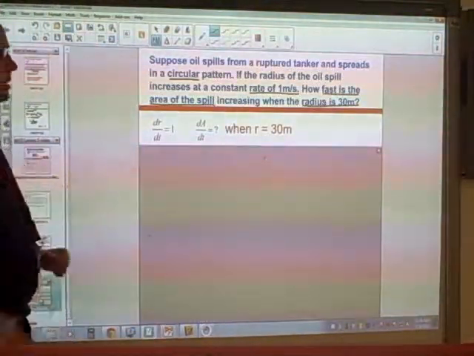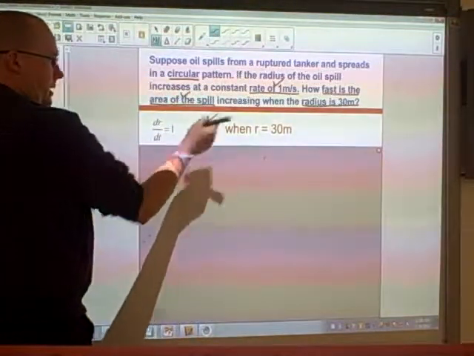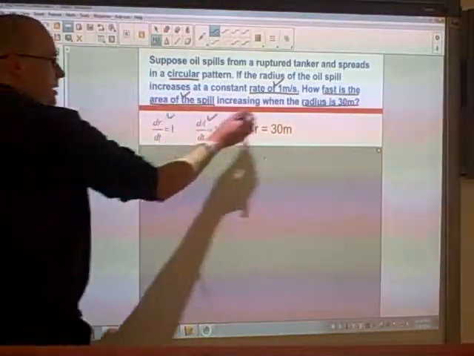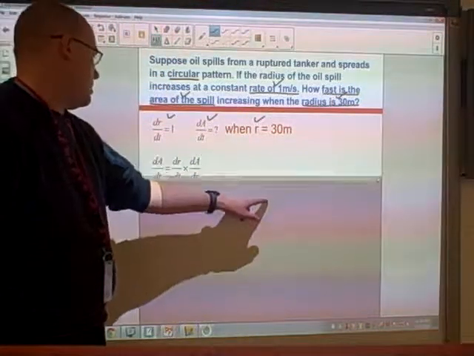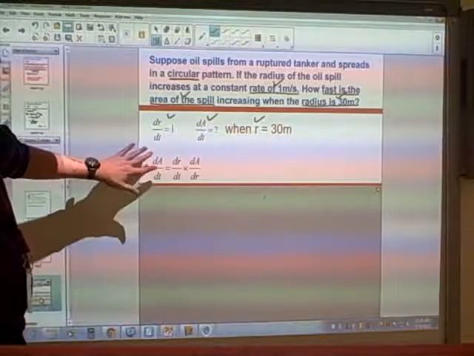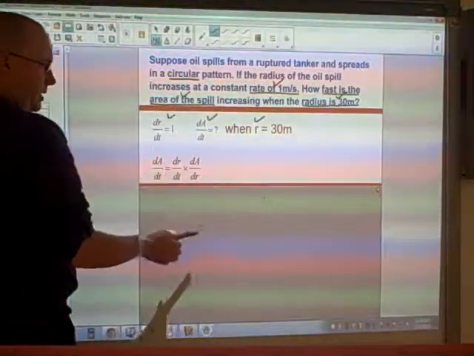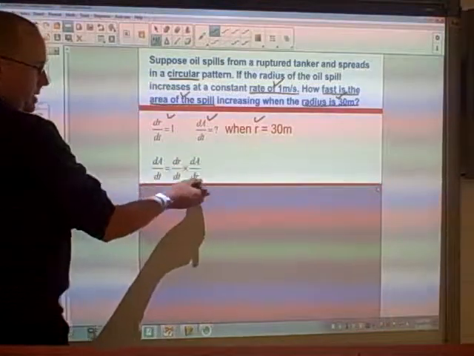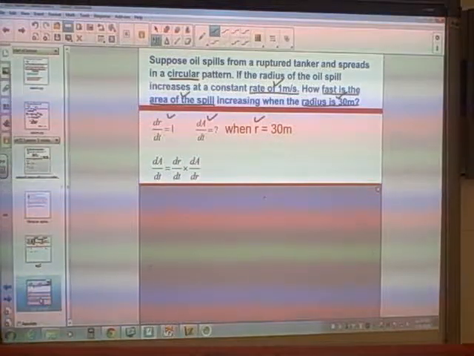So we know dr by dt is 1. How fast is the area of the spill increasing? That's dA by dt, and it tells us when the radius is 30 meters, so we got that part as well. We're trying to find dA by dt. Use dr by dt to help you, and then look what's missing. So we also need to use dA by dr. So when we cancel this out, we do end up with dA by dt.